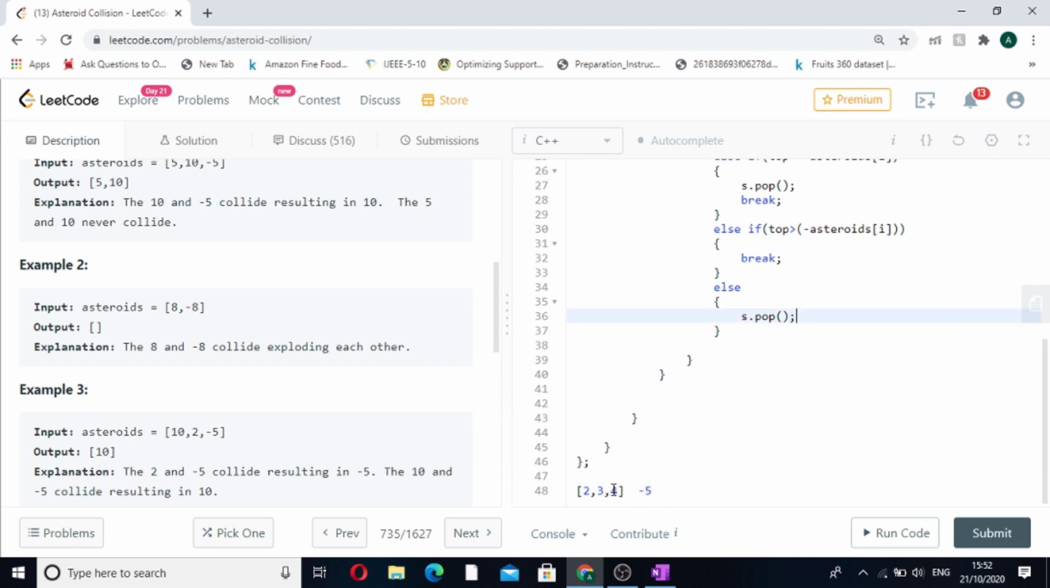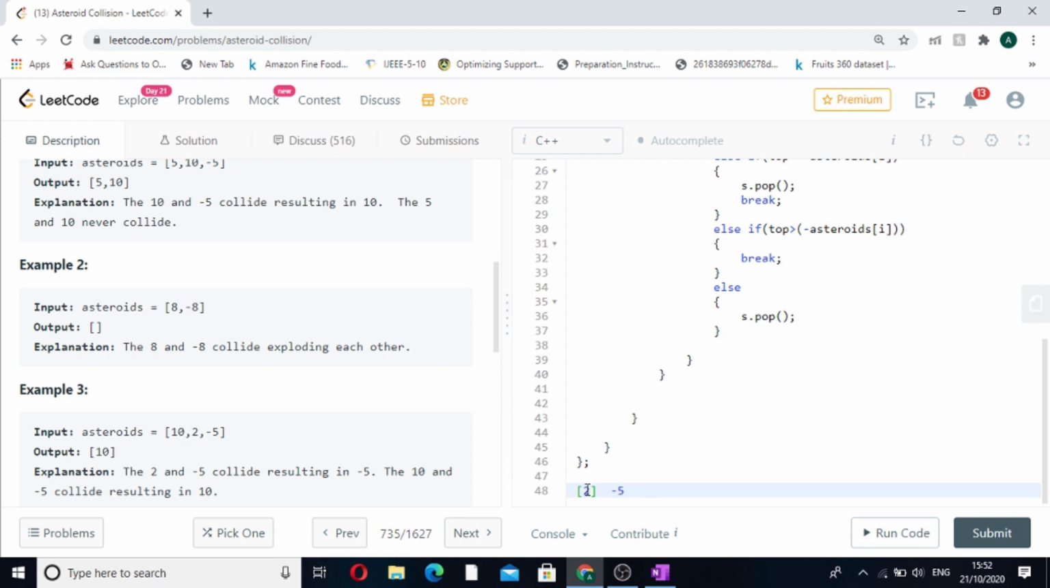Now you will get why I used a while true loop here. When we will compare this 5, I am assuming it is an absolute value, with 4, we know that 4 will get exploded. We simply did S dot pop. So S dot pop, now 3 is remaining. Now 3 is compared to 5, we know that 3 will be exploded. We will again do S dot pop and 3 will be exploded.